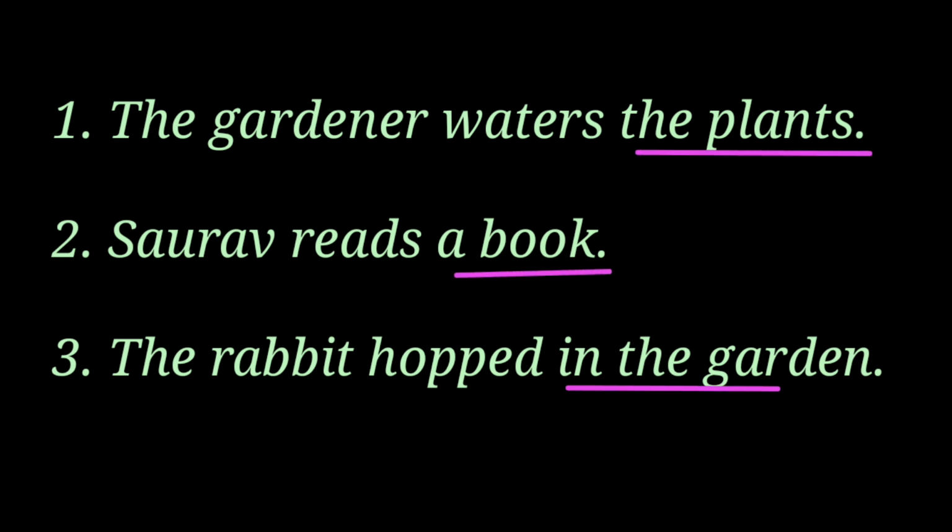The words the plants, a book, in the garden are added to the verbs to complete their meanings, and these words are objects. If we frame a question using the verb with the word what or whom, the word that answers the question is the object of the verb. So, objects are words that directly or indirectly receive the action of the verb. Objects also add to the meaning of the verbs.